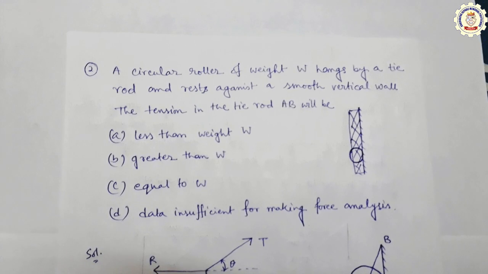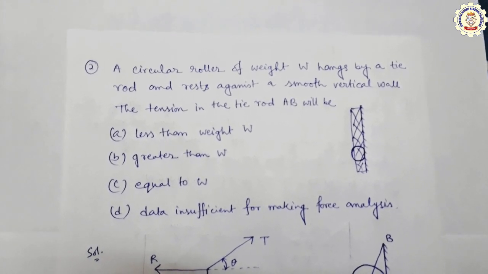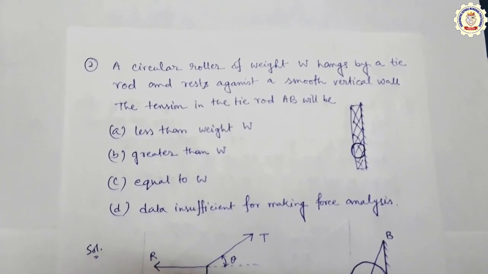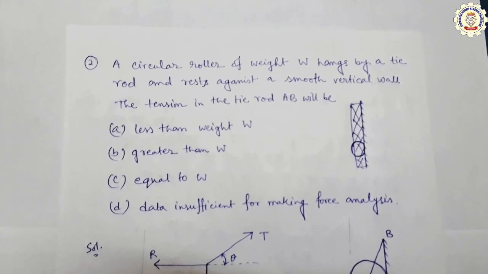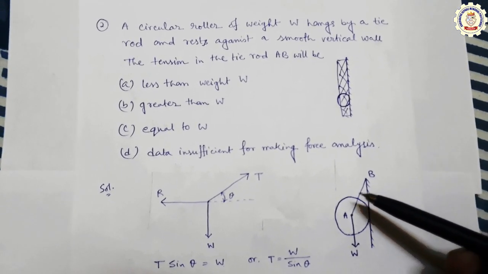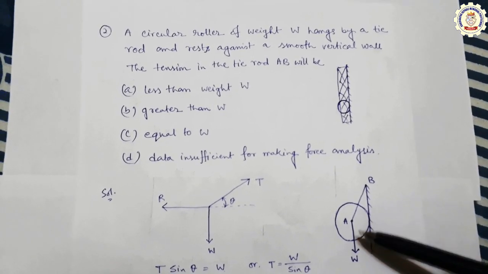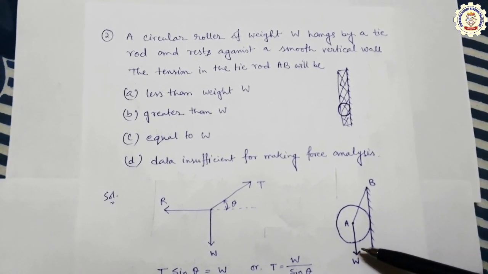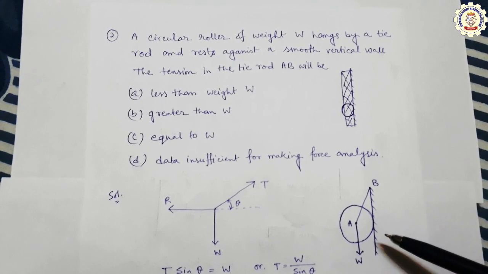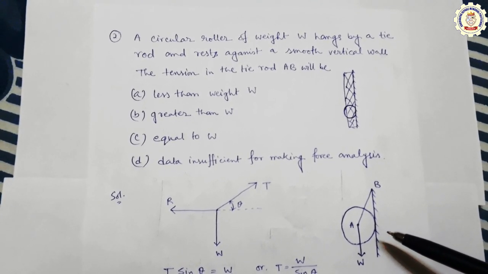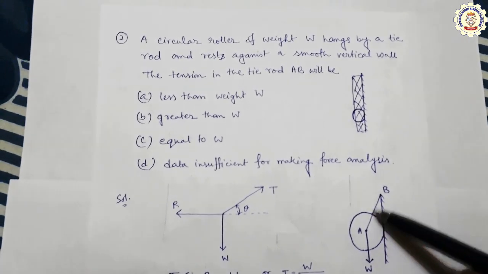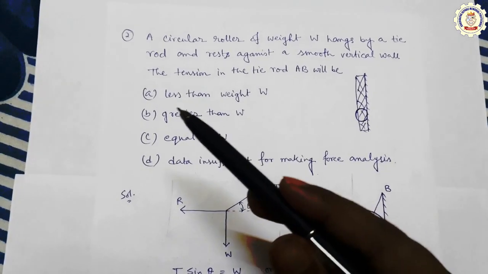The second problem: a circular roller of weight W hangs by a tie rod and rests against a smooth vertical wall. The tension in the tie rod AB will be. That is the main diagram. So a circular roller, that is the circular roller of weight W, hangs by a tie rod, this is the tie rod, and rests against a smooth vertical wall, this is the smooth vertical wall. The tension in the tie rod AB. So we have to find out the value of the tension of the tie rod for this portion. Okay, so there are 4 options.